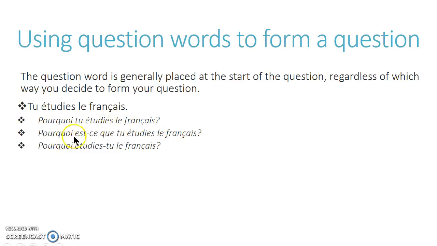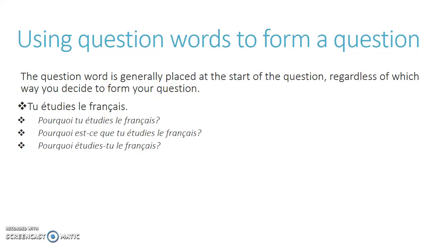Or I can add est-ce que before my question. Pourquoi est-ce que tu, I got tongue twisted. Pourquoi est-ce que tu étudies le français? Or here I can say, pourquoi étudies-tu le français? So basically, the question word is going to come at the very beginning. The same rules apply as before: intonation, est-ce que, or inversion. All you're going to do is stick that question word before.